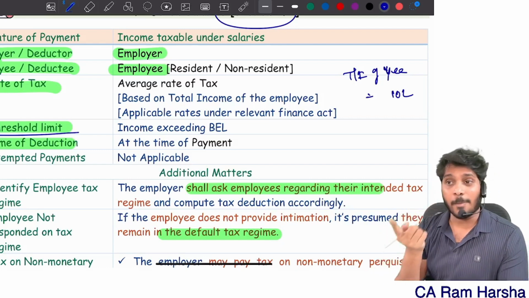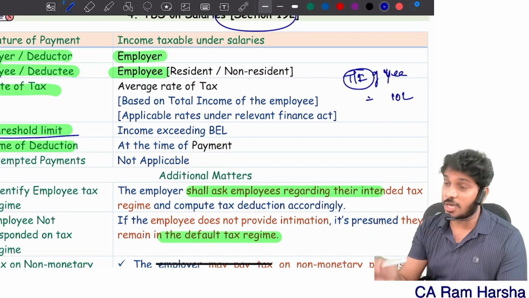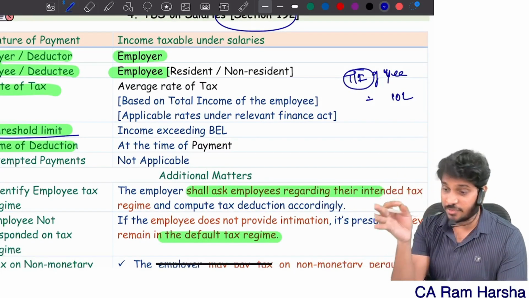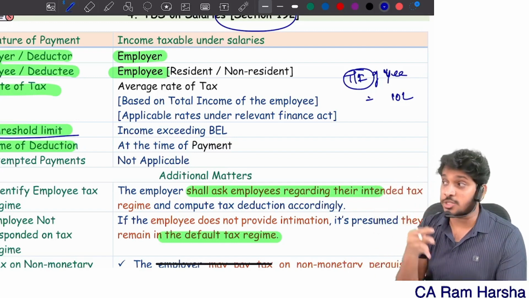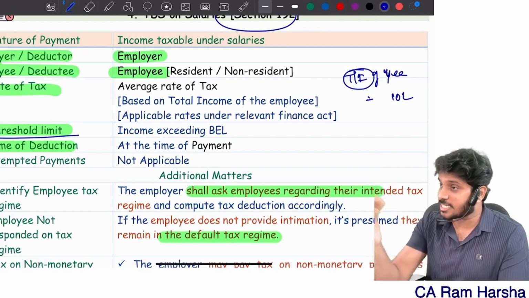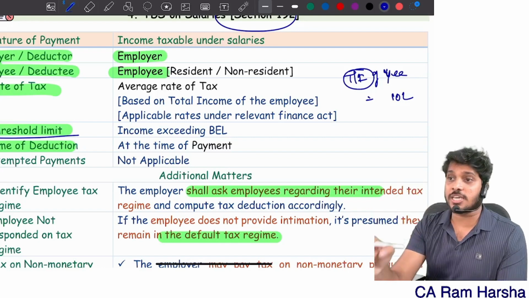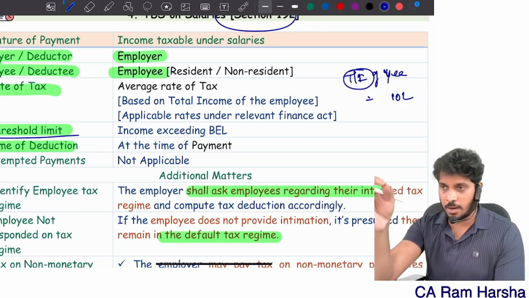Gross total income minus Chapter 6A deductions. The company has to ask the employee what salary incomes he is getting from this company and other companies, what house property income he has, and what capital gains income he has. Ask gross total income information, ask him the optional tax regime, then ask him Chapter 6A details, and then compute total income.